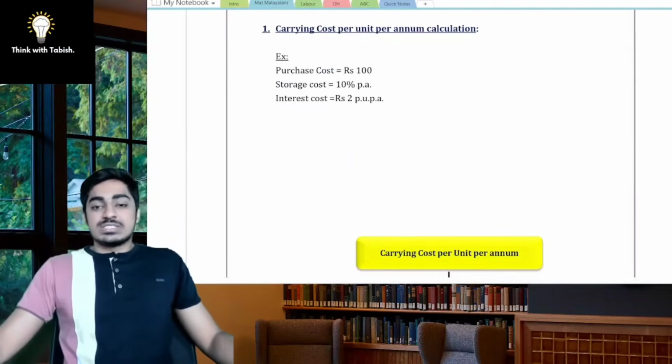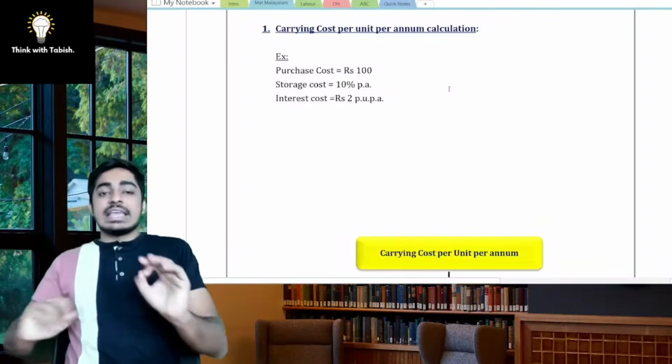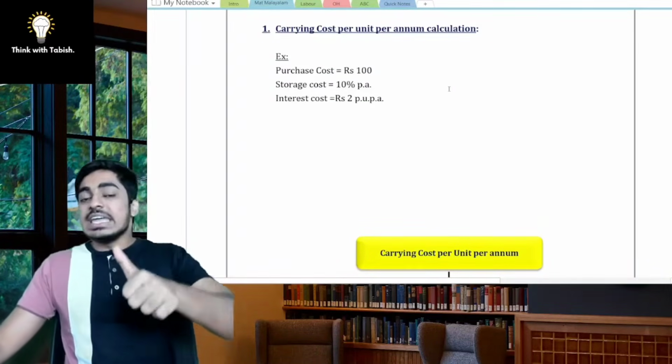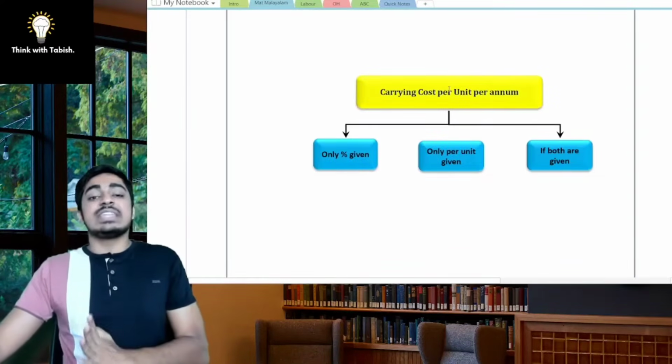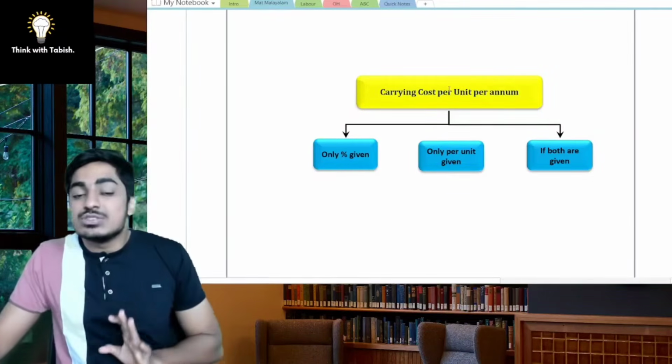Some important things from the exam perspective wherein students generally make a mistake, wherein students generally confuse things. Firstly, calculation of carrying cost per unit per annum. Generally, it will be given as a percentage of purchase price. But there can be scenarios wherein it is directly given, telling carrying cost per unit per annum is rupees 2.